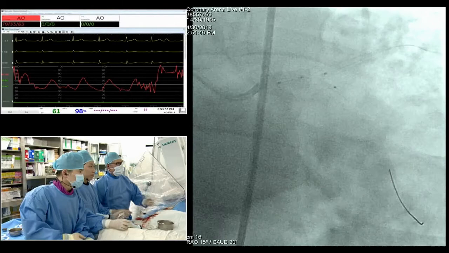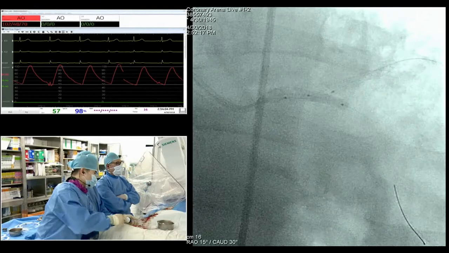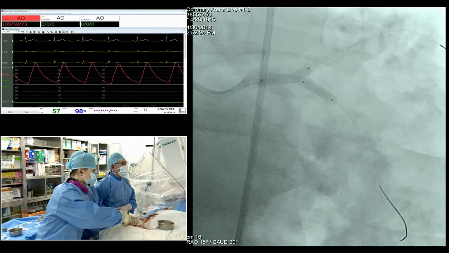Okay, so we can go to the circ first, 12, and you can go to 16 in the LED. 16, 3.6. Okay. Oh, deflection, yeah. So the balloon moved a little bit distally.